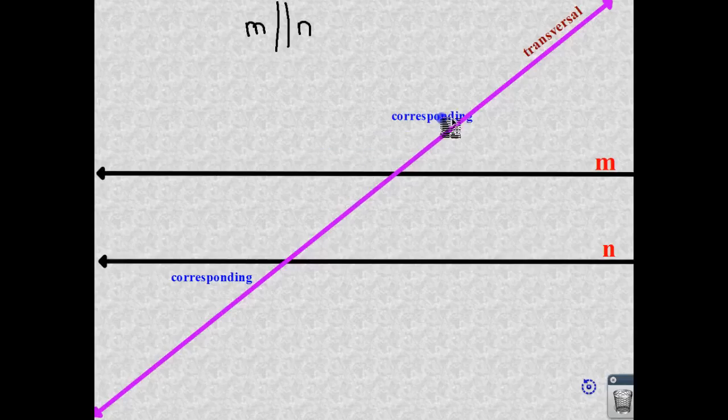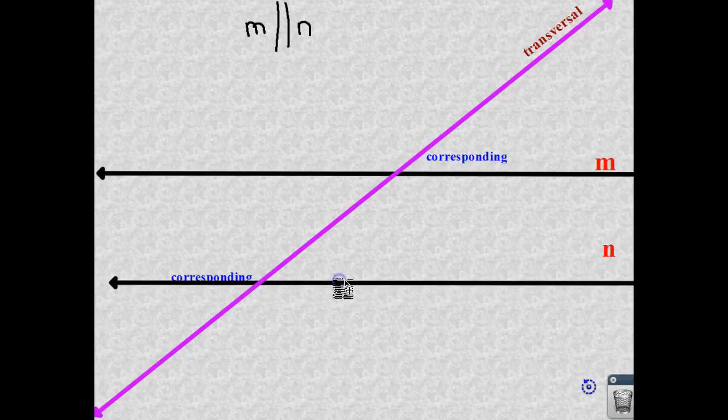Let's go to the other side of the transversal. And if I'm corresponding, what's happening here? If I'm corresponding, I need to be on the same side of the purple line, and let's match it up. So I'm acute, now I'm obtuse, and now I'm acute. So those two angles are congruent. And then the fourth set would be my two obtuse on this side, corresponding.